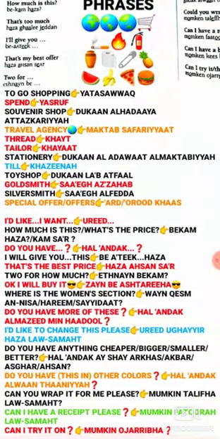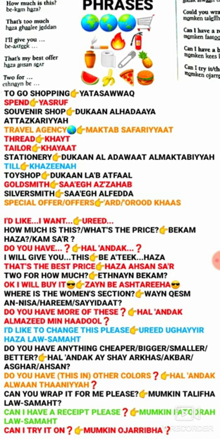Do you have anything cheaper, bigger, smaller, better? So focus on these 4 different words you're going to learn. Okay, these are very important, especially for buying clothes and stuff. You know, ملابس, clothes, garments. You need a bigger size, smaller size, different colors. So these 4 words are really key to understand.